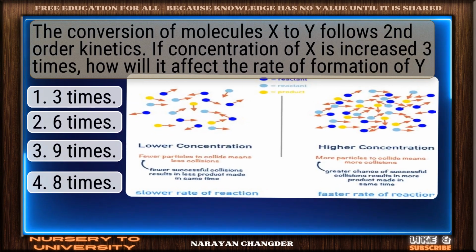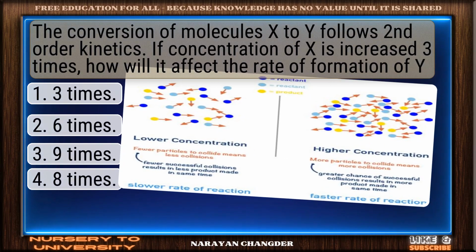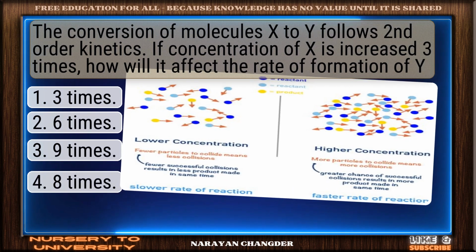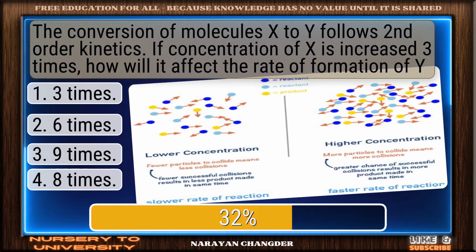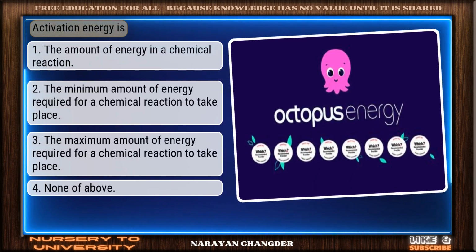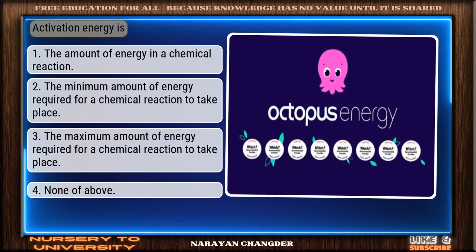The conversion of molecules X to Y follows second-order kinetics. If concentration of X is increased 3 times, how will it affect the rate of formation of Y? Option 1, 3 times. Option 2, 6 times. Option 3, 9 times. Option 4, 8 times. Nice, 9 times.